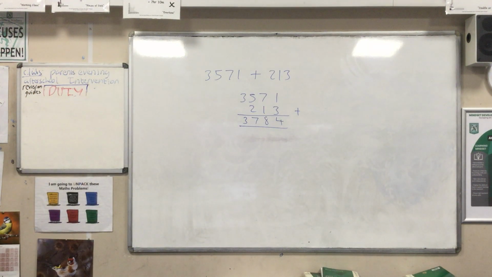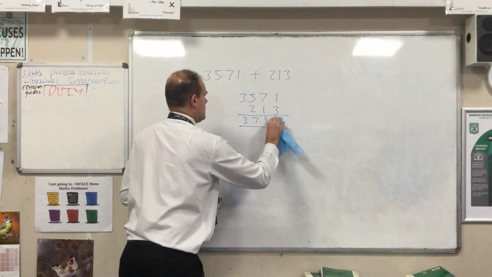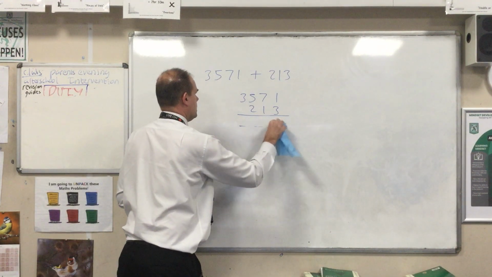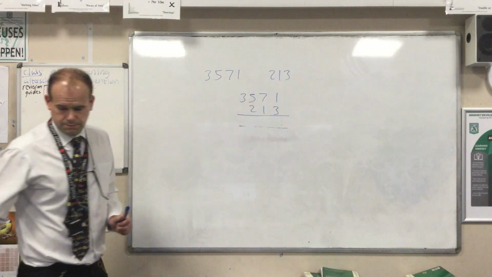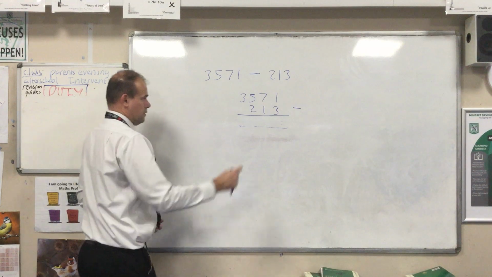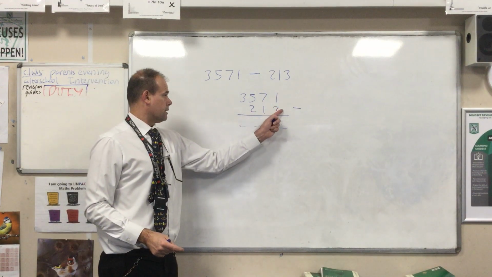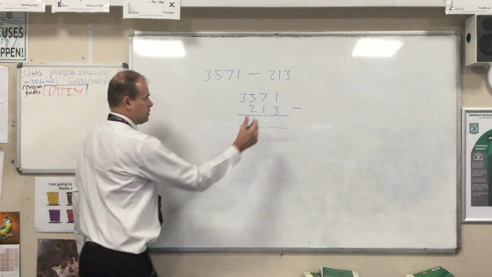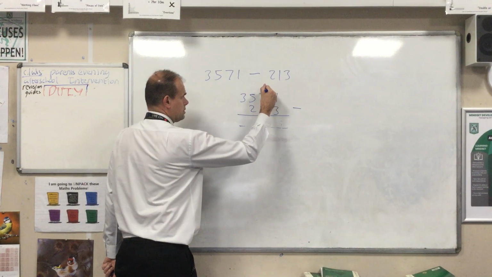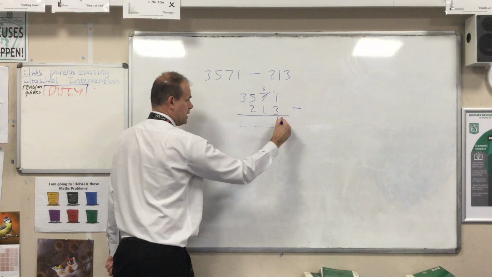Okay, so let's now do the same question again. Save me a bit of time here. Remove that. But this time, let's do a subtraction. So we'll put take away there. Now, 1 take away 3 you can't do because the number at the bottom is bigger than the number at the top. So you have to borrow. You borrow off the 7, which leaves you a 6. Put the 1 back on there, that is 11. 11 take away 3 leaves you 8.